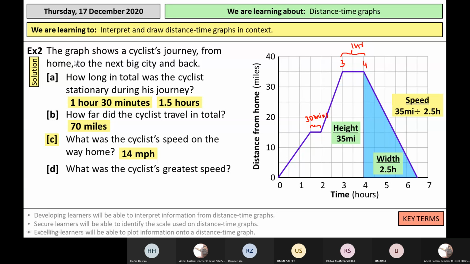What is the keyword that triggers you that you need to find this from the question? The way home. Excellent. Excellent job. All right.